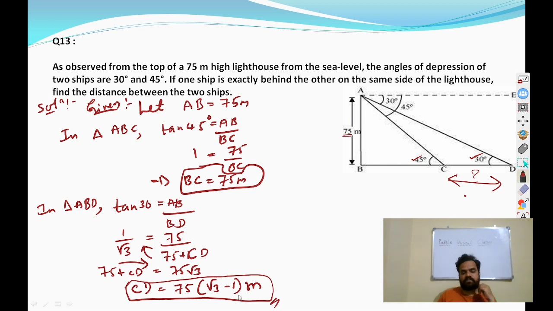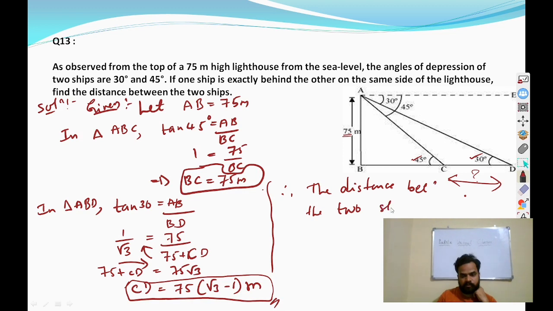Am I clear? So therefore, both the ships, what conclusion we can write? Therefore, the distance between the two ships is 75 into root 3 minus 1 meter. This is the conclusion of the 13th problem. Am I clear? Is that clear? Any doubt in this question? So if no, we will go for the next question.